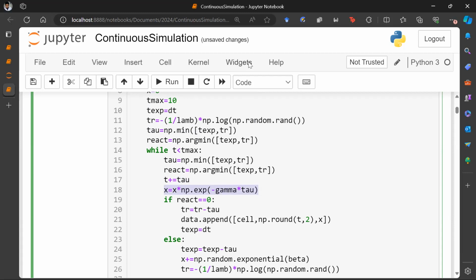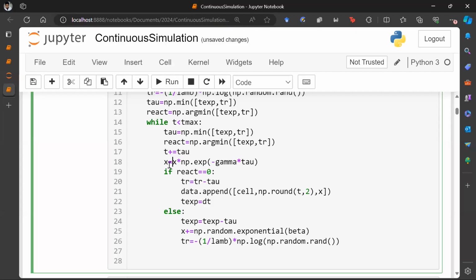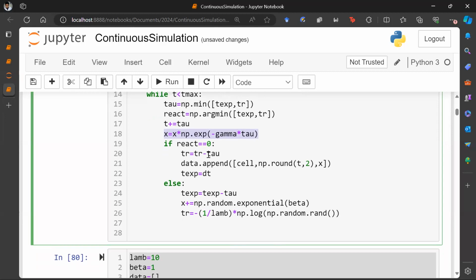Now the trick is that during this tau, my continuous state will decrease, because the solution for this differential equation simply is x equal to x at time 0 times e to the minus gamma t. So my state is evolving during this tau, and my continuous system is decreasing continuously, and the rest is essentially the same.